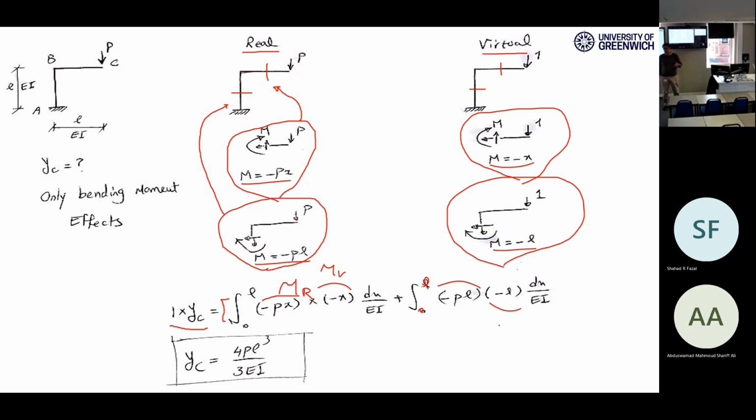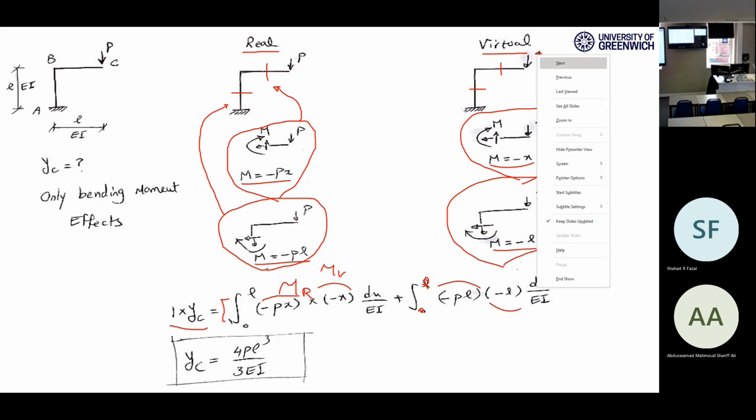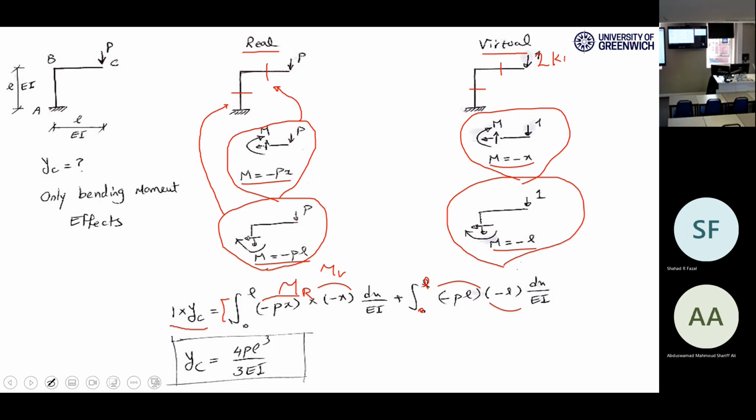What would happen if I put my virtual force as 2 kilonewton instead of 1 kilonewton? You should answer. It's your wonderful question today. The value will just double, absolutely. What's happening to the final answer? Is it untouched or will something change?